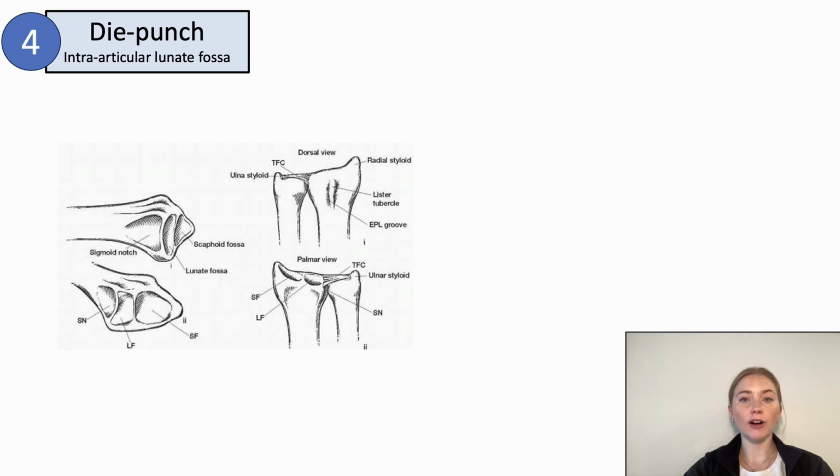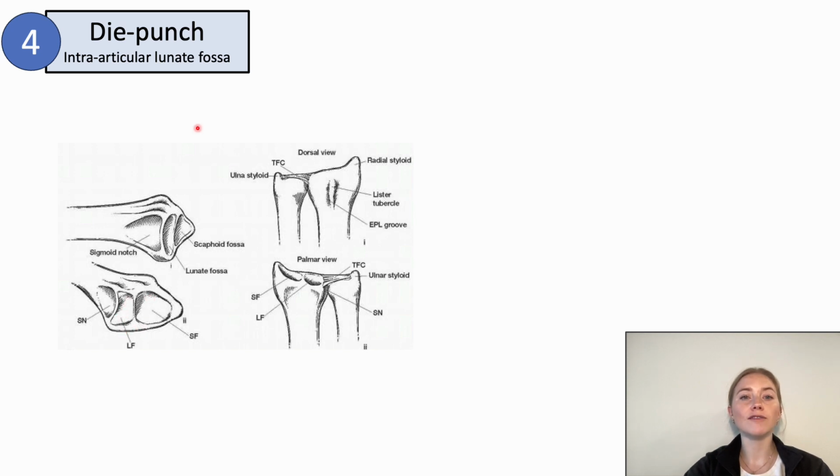Another type of intra-articular fracture is called a die punch fracture, which involves the lunate fossa. Recall that the distal radius has 3 articulating surfaces: the scaphoid fossa, the lunate fossa, and the sigmoid notch. In this fracture type, the die punch fracture, it is a break in the distal radius where the lunate sits in the lunate fossa.